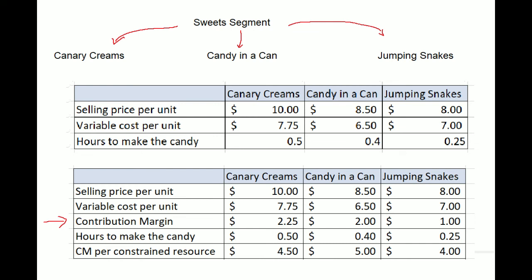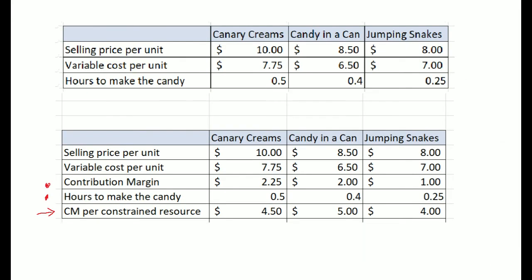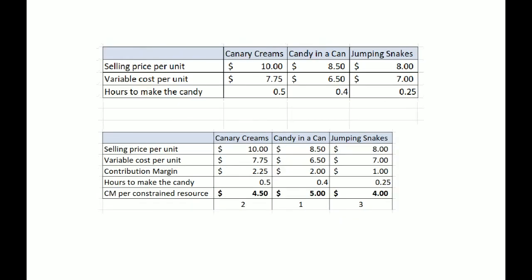We also need to divide it by the constrained resource and see which one is more profitable. So we need to divide the contribution margin by the hours to make the candy. And then we will have 4.50 for the first one, 5, and 4. And this is when we rank them. So the most profitable one is the candy in a can because it makes $5 per hour. The canary creams $4.50, and then jumping snakes $4.